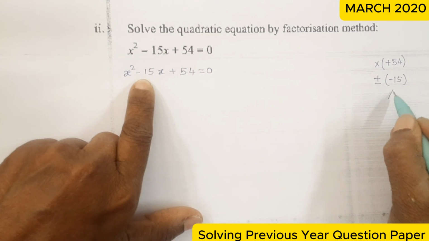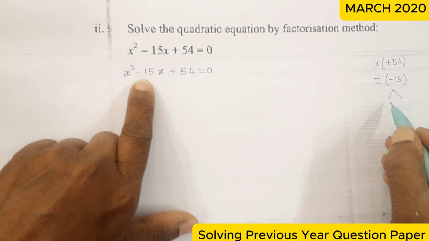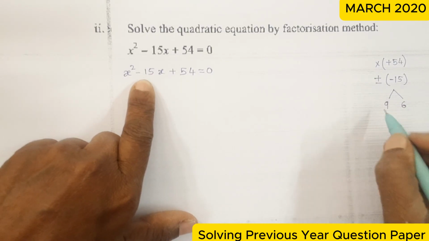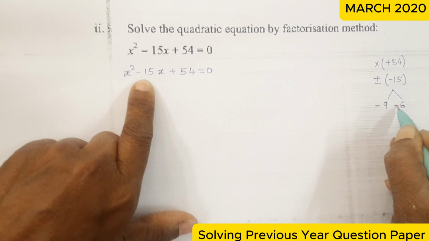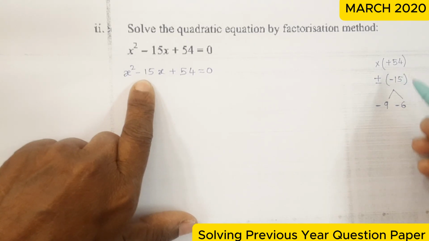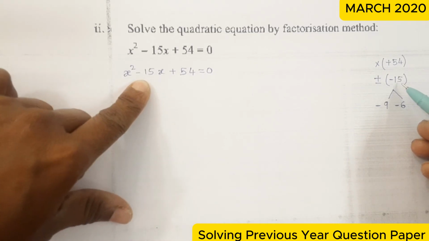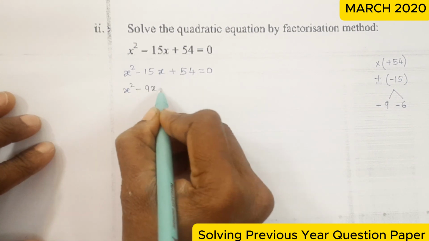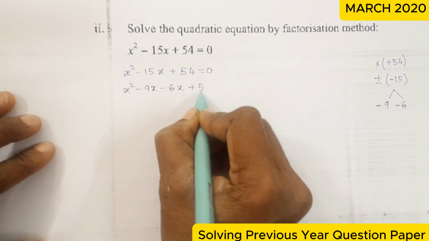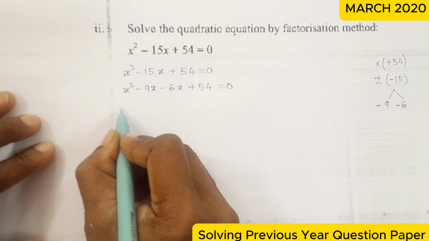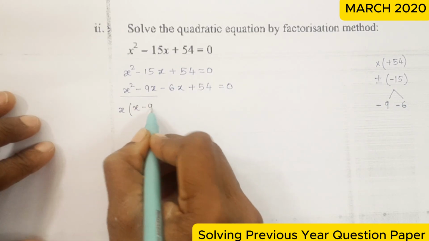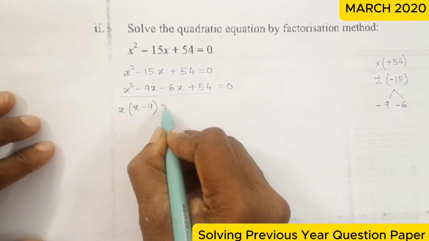Which numbers students? The numbers are 9 and 6. 9 sixes are 54, and the addition, minus 9 minus 6, the product will be positive 54, and minus 9 plus minus 6 means minus 15. Okay students, so now this is the pair. So x square minus 9x minus 6x plus 54 is equal to 0. So here students, the common factor between these two terms is x minus 9. Then the common factor between these two terms is minus 6.